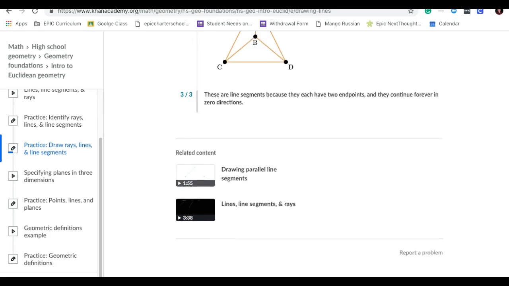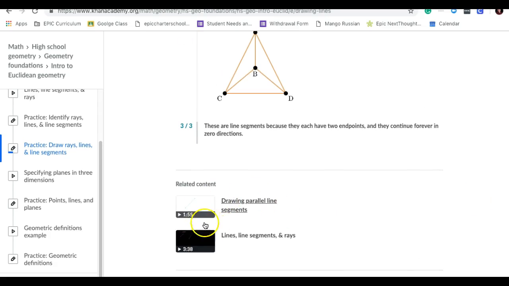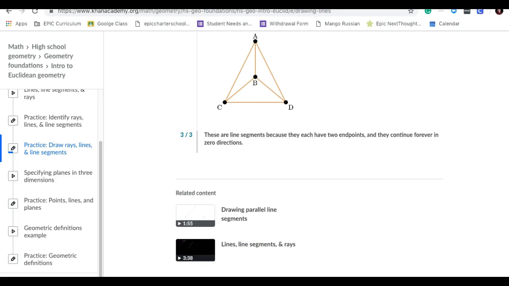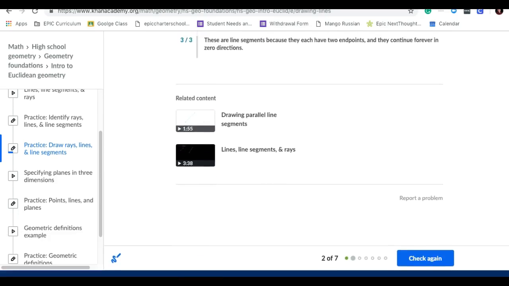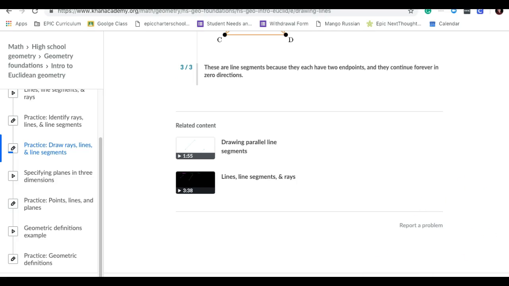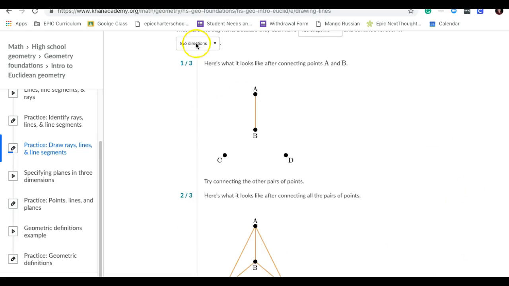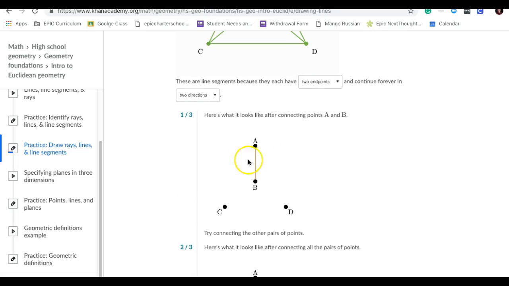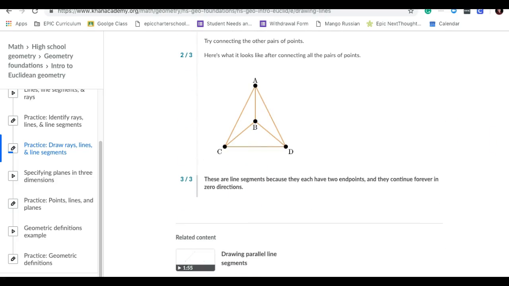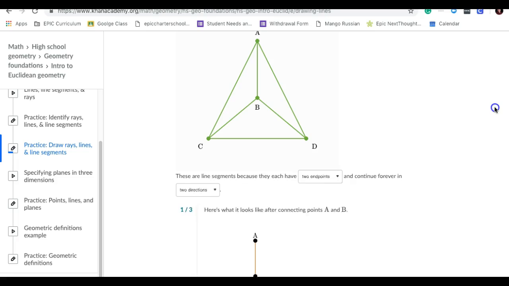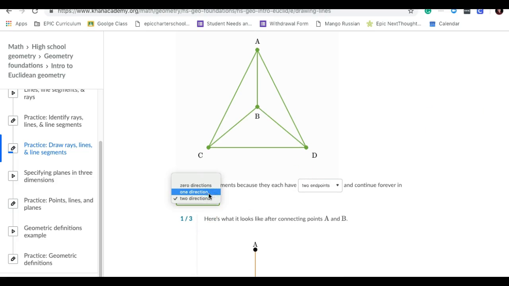When you get help, it pops up some videos that the students can watch, on drawing parallel lines and segments, line segments. Once they watch the videos, they come back through, and here's what I like, it spells out and talks about it. Here's what it looks like, connecting points A and B, and it shows them an example. So now I know it's in zero directions, and we check again, and now I got the correct answer.